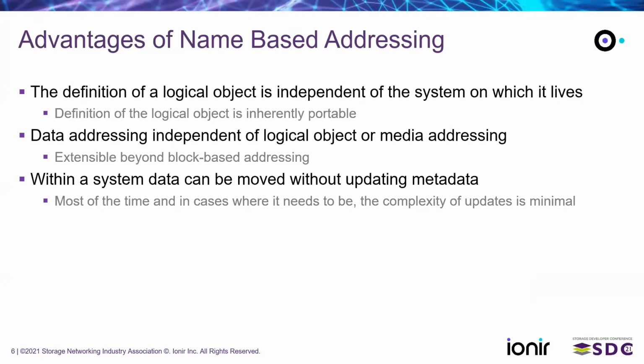Name-based addressing brings a lot of benefits. First, because names are globally unique and the names are generated computationally based on the content of the data blocks, a volume definition that is based on names is portable. This is really important as infrastructure becomes increasingly distributed between private clouds, public clouds, and the edge. Data addressing independent of block addressing means that metadata is not tied to the properties of media devices or logical objects. In addition, with name-based addressing, when data is moved within the system, very often core metadata need not be updated at all.